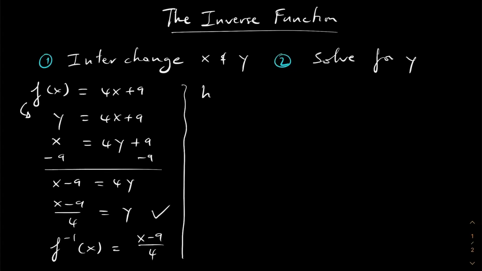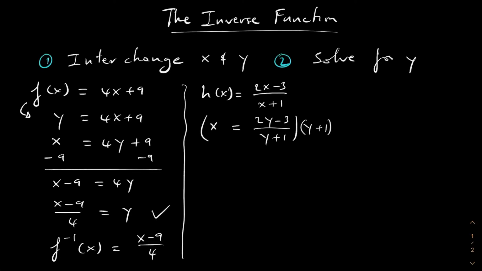If I were to give you the function h of x equals (2x minus 3) divided by (x plus 1), and I ask you to find the inverse of this function, first thing you should do is interchange x and y. So you're going to have here x equals (2y minus 3) divided by (y plus 1). Then you have to solve for y so that we can get this function in its proper form. First thing first, we have to get rid of the denominator, which means we have to multiply both sides by y plus 1.